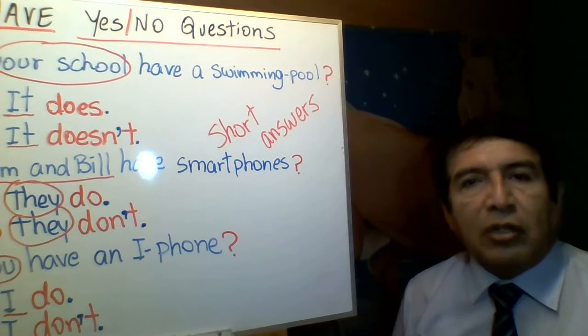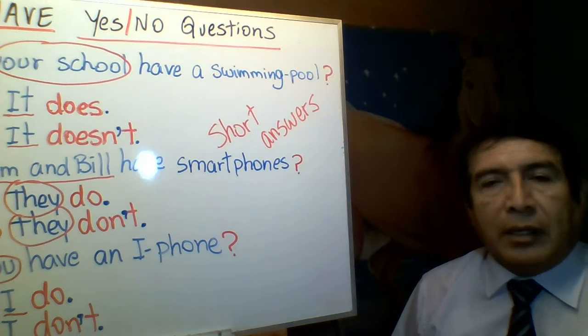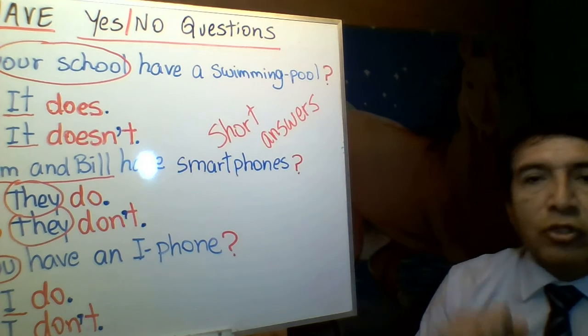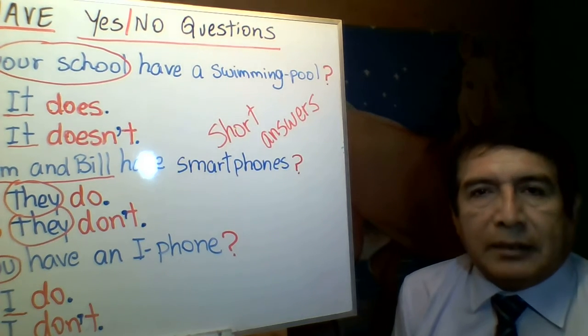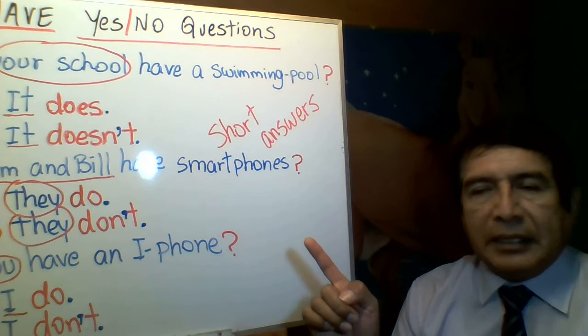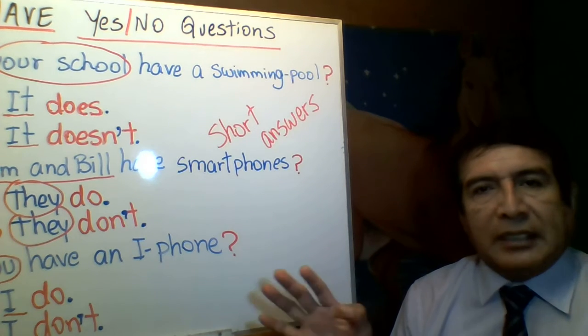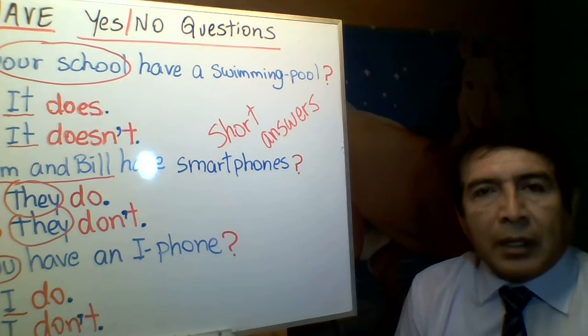Okay, students, that's all for today. The class is over. I'm going to give you the homework to do at home. Don't forget to do it and try to practice the use of do or does in negative: don't for do, and doesn't for does.